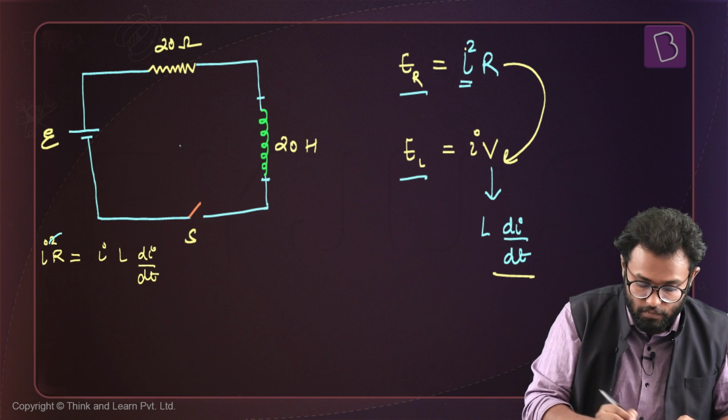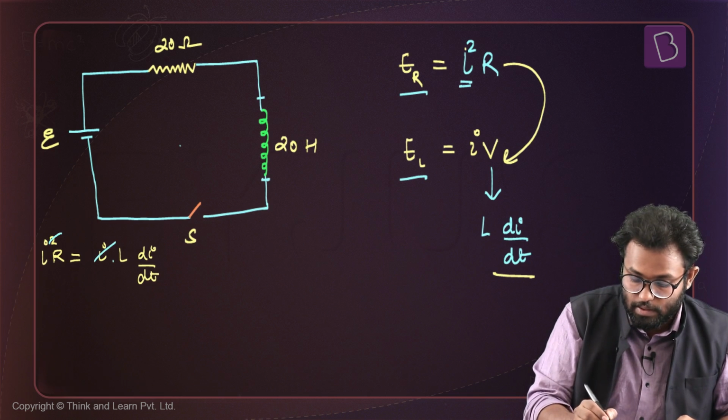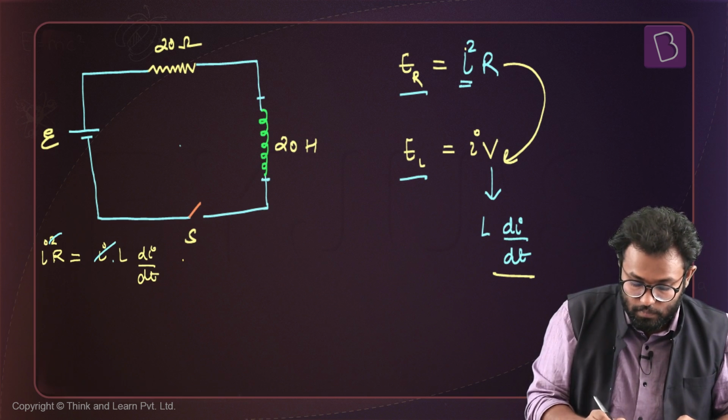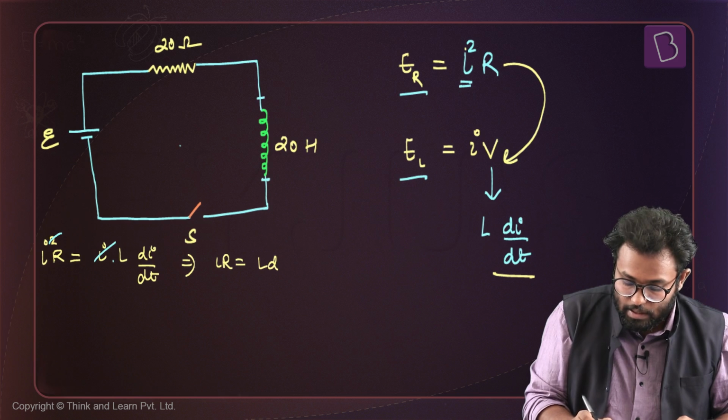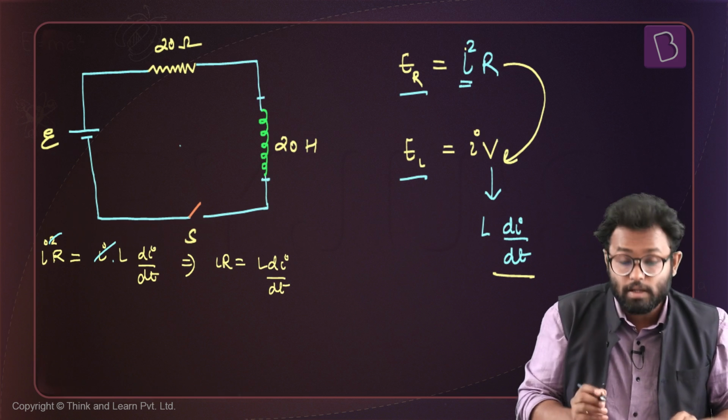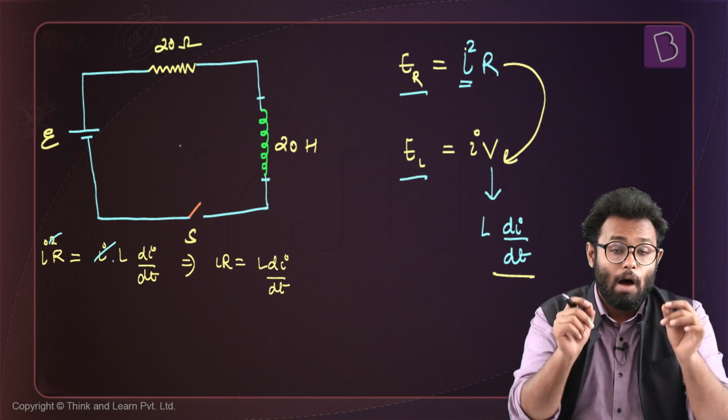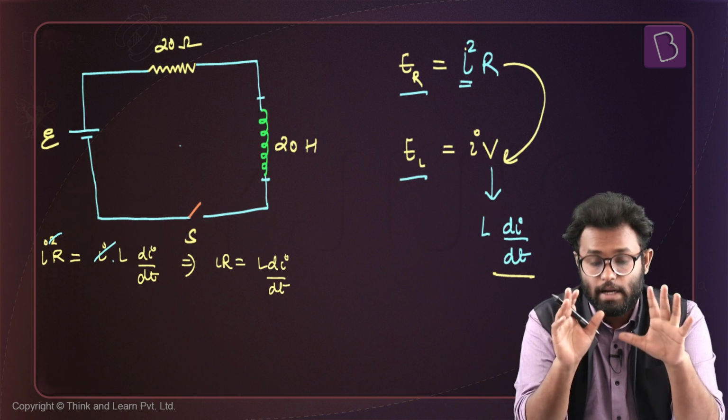Okay, I can get rid of one of the i's. So what I get here is iR equals L di by dt. Now I know that i changes with time, but I don't know how exactly it changes with time. But I need to know that.